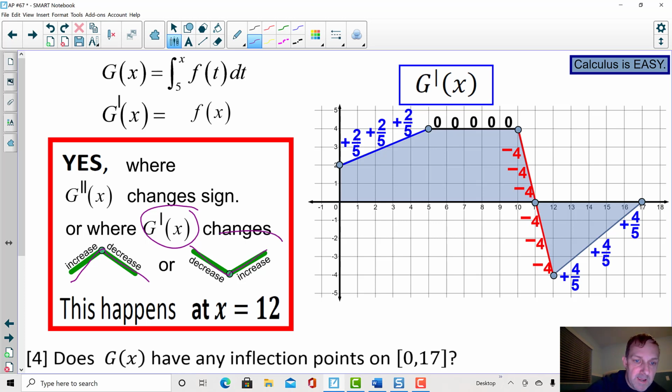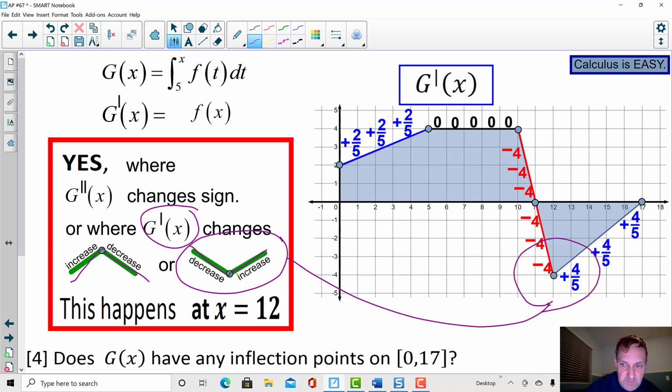The example that we had was our g prime changed from decreasing to increasing, and that happened at x equals 12. So the inflection point is at x equals 12. There is no inflection point at x equals 5 or at x equals 10 because our second derivative does not change signs there. At those spots, the second derivative goes from positive to 0 and then 0 to negative, but it has to change either from positive to negative or negative to positive. That's the only way that g will have an inflection point at that spot.